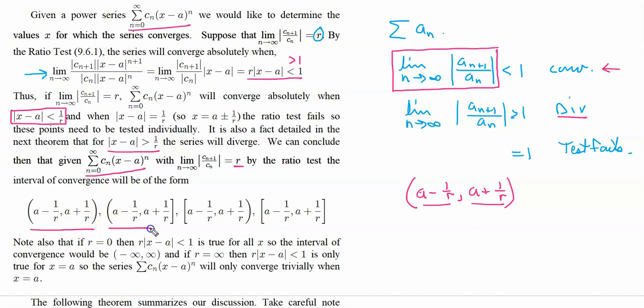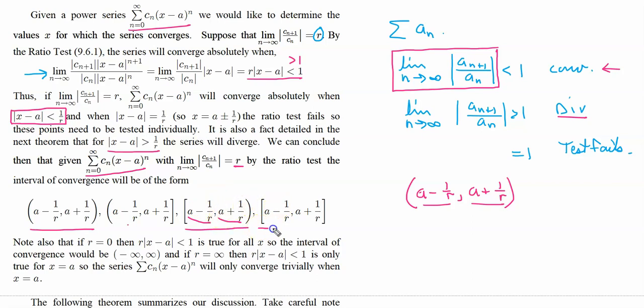Or your interval of convergence could look like this, where you have a closed bracket on one side. That means that your power series converges when x is equal to that number, and diverges when x is equal to this number, and converges absolutely for x in between those two numbers. Okay. Or your interval of convergence could look like this, where your series converges for x equal to this number, diverges for x equal to this number, and converges for all x in between those two numbers. Actually, it would converge absolutely.